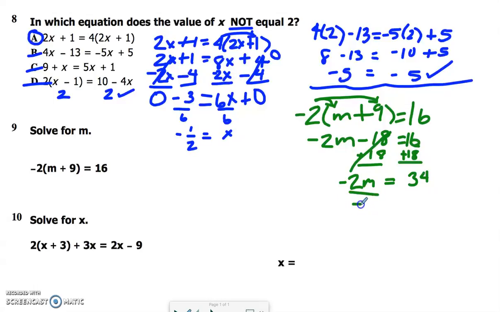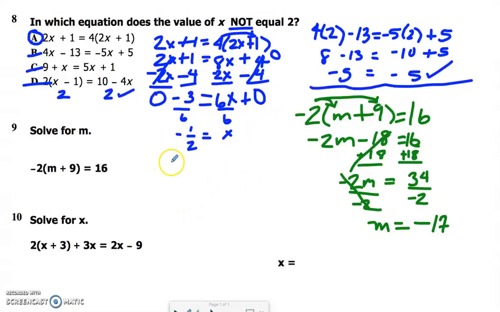Divide both sides by negative 2. Please show each step and don't assume you know. Divide negative 2 by negative 2. I end up with a positive m. That's what I want. 34 divided by negative 2. A positive divided by a negative leaves me a negative. Go ahead and write it down. And then 34 divided by 2. If you don't know, please use your calculator to find out that it should be negative 17. Alright?